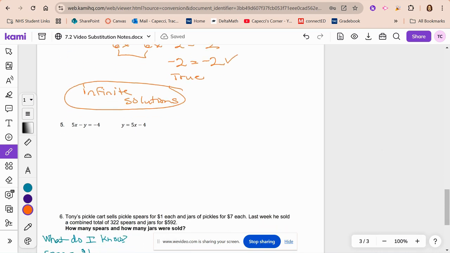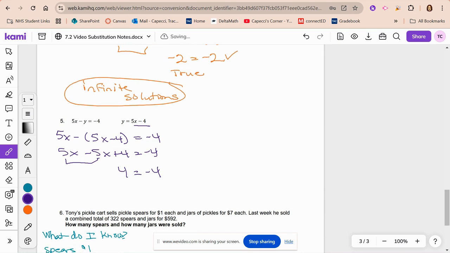All right, let's take a look at the next one. Same sort of idea. I already have y set up by itself. So I have 5x minus, and there's my expression, (5x minus 4) is equal to negative 4. So this gives me 5x minus 5x plus 4 is equal to negative 4. This is going to zero out. And I have 4 is equal to negative 4, which is false.